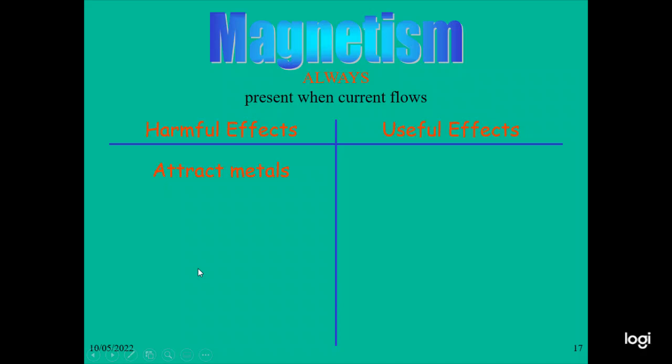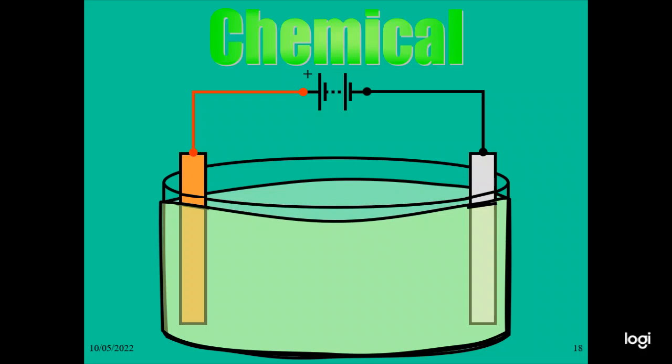The harmful effects are attracted matter and distortion of radio waves. Useful effects are electromagnets and the motor. We can also use the generator, relay, and conductor, audio recording and microphone.